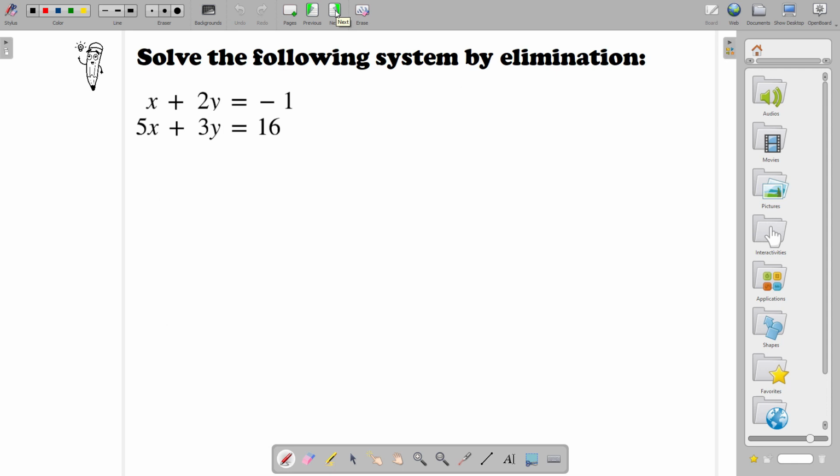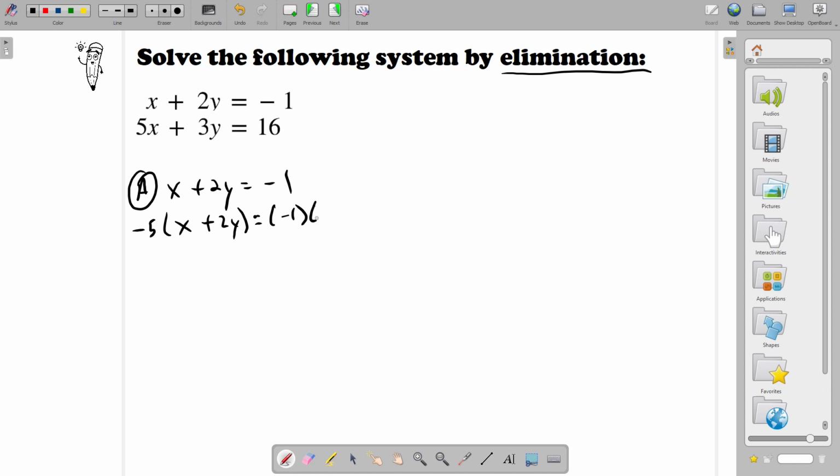Okay, again, we're told to solve by elimination. When I look at these, if this were a negative 5x, those would add out. So I think that's what I'm going to do. I'm going to change the first equation, and I'm going to take both sides and multiply by negative 5.